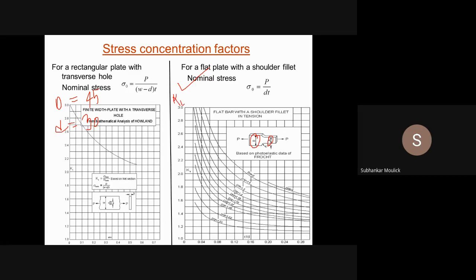KT is sigma max divided by sigma nominal. So by the design data book, I will get the value of KT. This KT I have to multiply with the nominal stress, and I told you in the last lecture that nominal stress is the stress which I find from the concept of strength of materials.